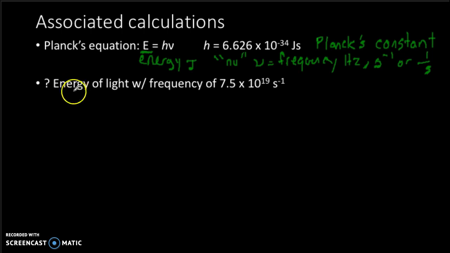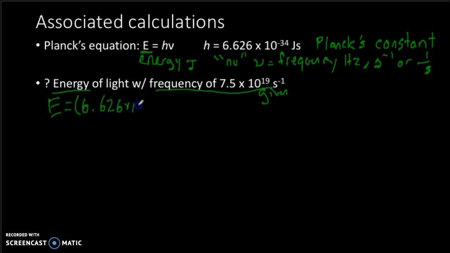All right, so we need to set up this thing. So what do we know? We're asking for the energy. That's what we're trying to find. We're given the frequency. So this is our given. But I only have one number, and I've got 3 variables, but don't forget, one of my variables is a constant, so that's very easy. So E equals H times nu.